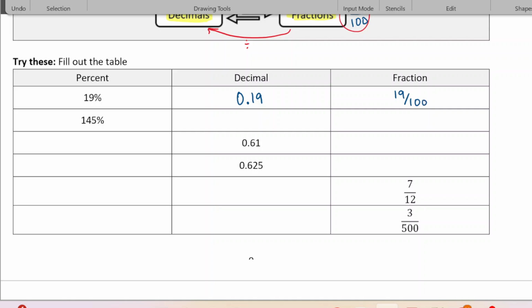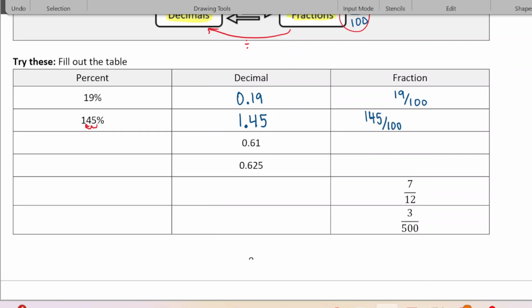Okay, 145%. You can have percentages that are greater than 100, especially if you're talking about percentage growth, for example. So as a decimal, what we want to do here is divide this by 100. So it's greater than 100%, so we're going to have a decimal number that's greater than 1. One way to do this is just to move the decimal place over 2 spots or divide the number by 100. So it's going to be 1.45.